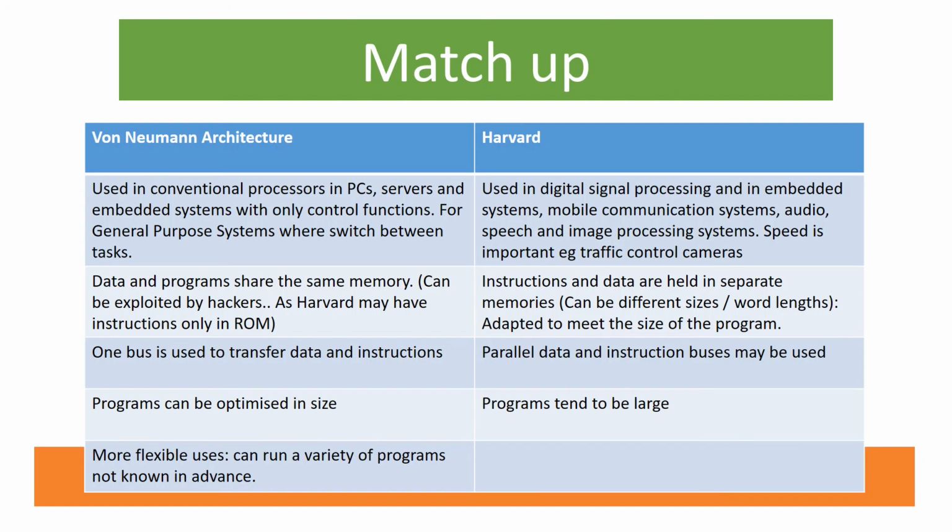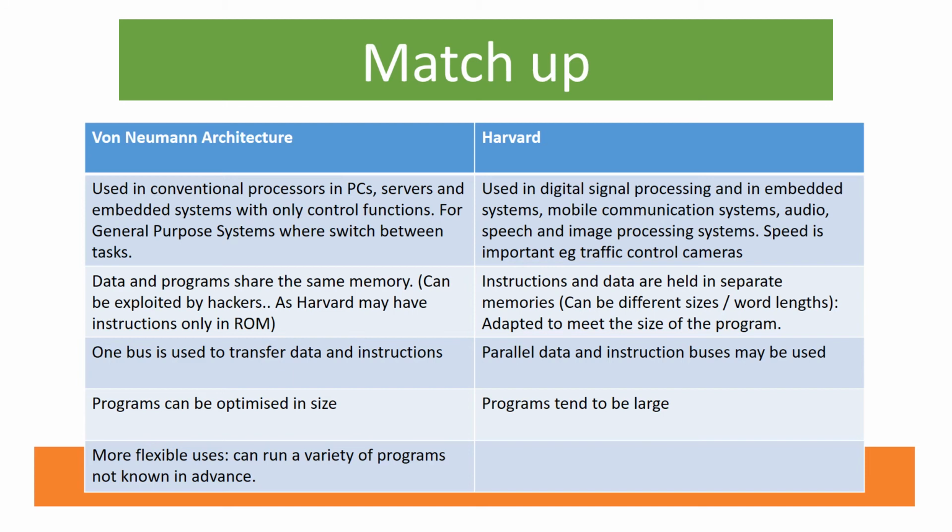Now, this is a match-up task. However, here are the answers. Let's quickly go through it. The von Neumann architecture is used in most PCs, conventional PCs and laptops that we use. This basically means that any general purpose system would use the von Neumann architecture. That's so it can switch between tasks. That might be running music in the background whilst working on something else.